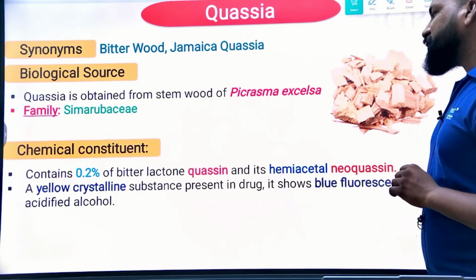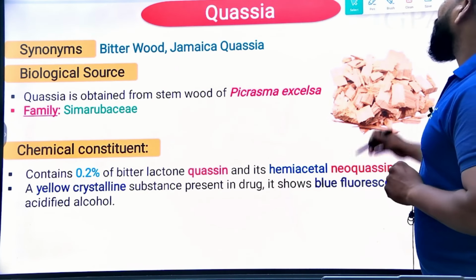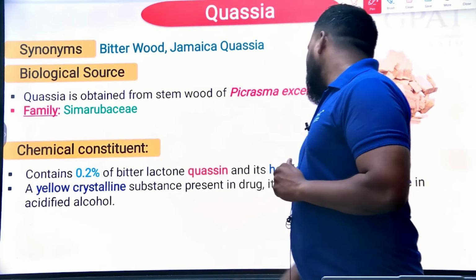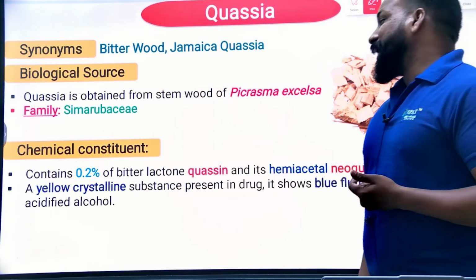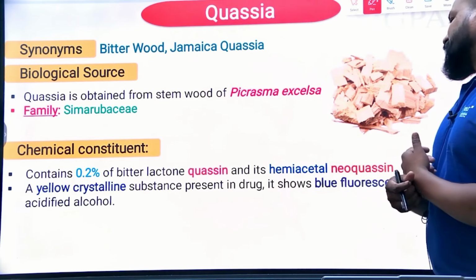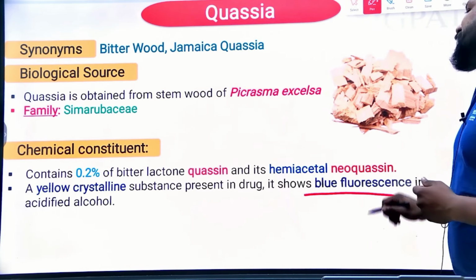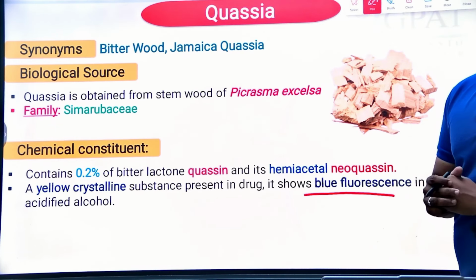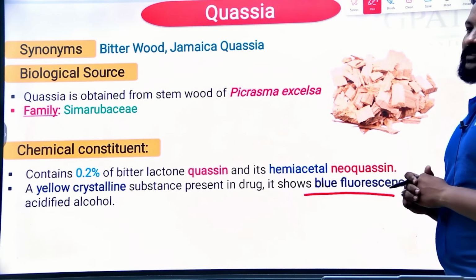It contains quassin and isoquassin as chemical constituents, and also hemiacetyl neoquassin. A yellow crystalline substance is present in it, and the drug shows a blue fluorescence in the esterified alcohol. That's the characteristic feature of quassia.